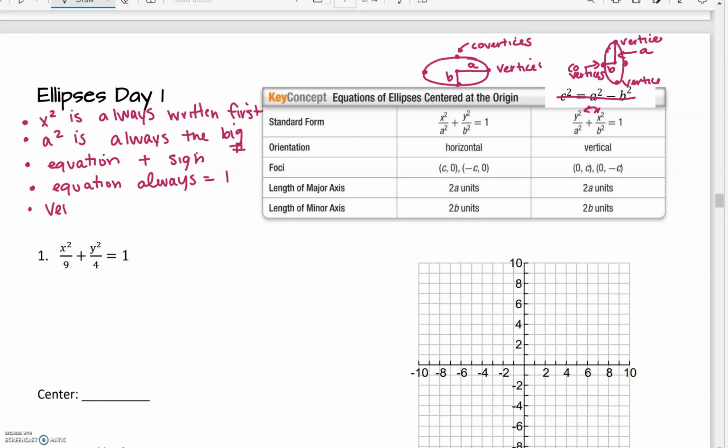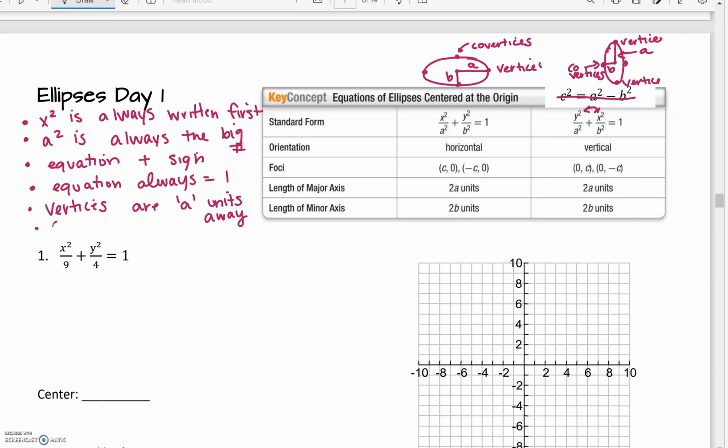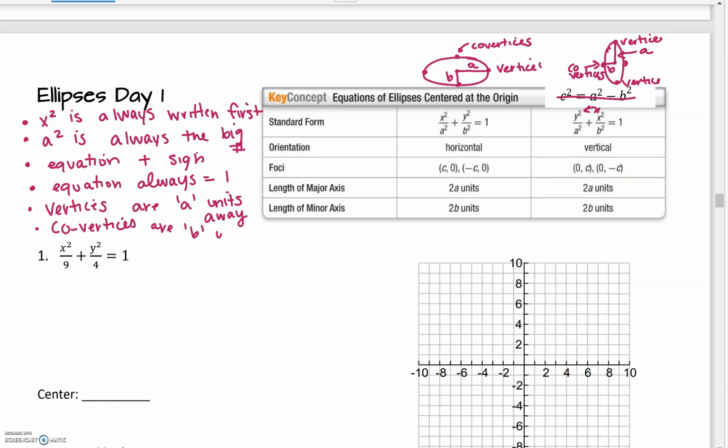The vertices are the A units away from the center, and then the co-vertices are the B units away from the center.